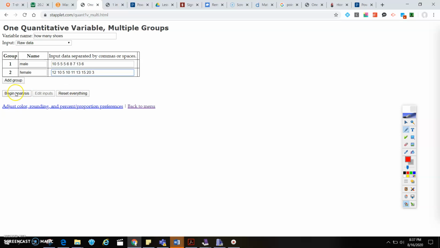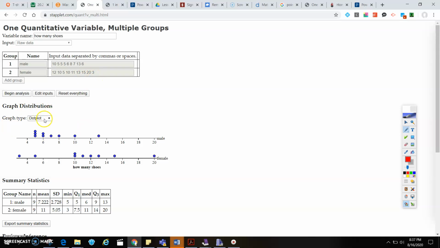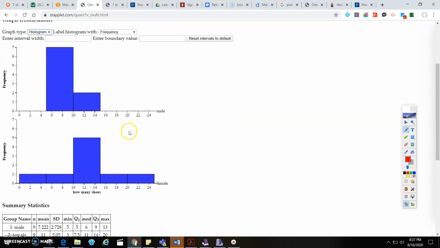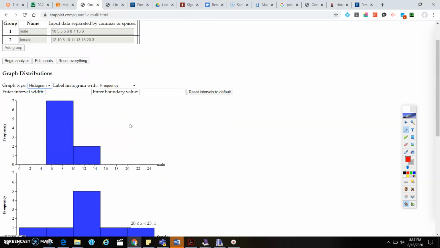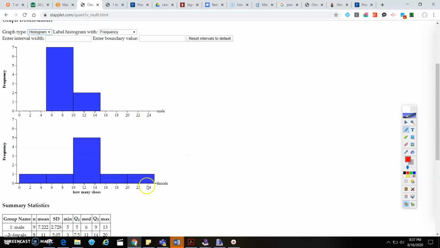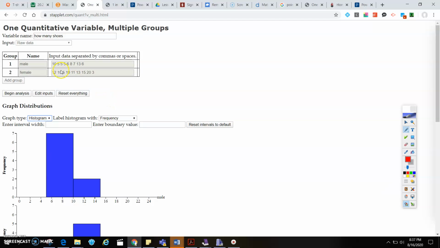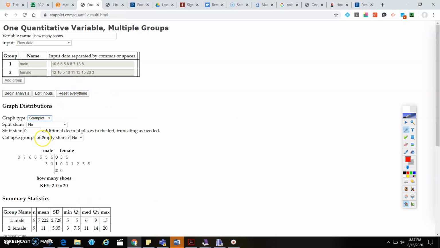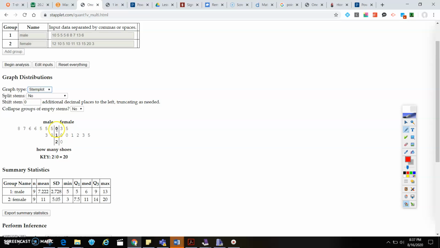Okay. I'm going to begin analysis. And again, there's my dot plot, my histogram. Okay, and on this histogram, got that female, got kind of like a normal distribution on that one. Okay, and then you also got stem plot. Okay, so notice how this is a little funky setup. So remember, this is going to be your first digit, right? So 0, 3. Okay, and we can see that in our data that we had up here.